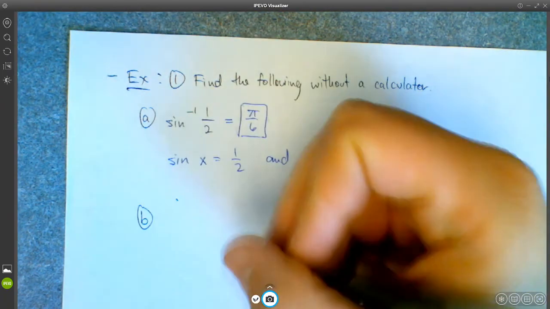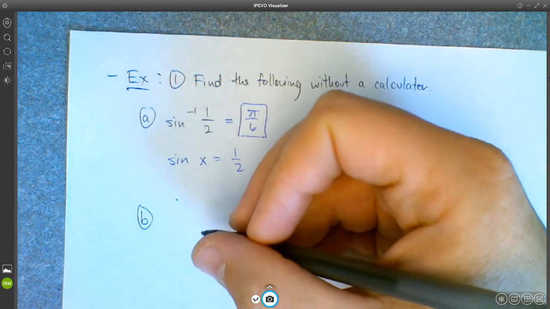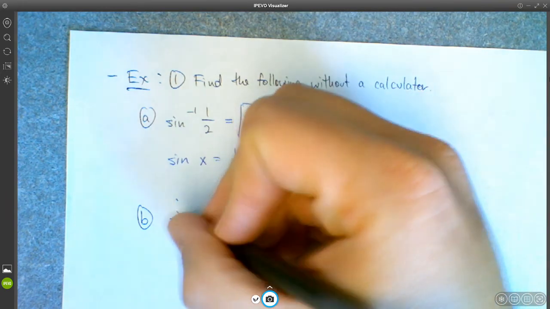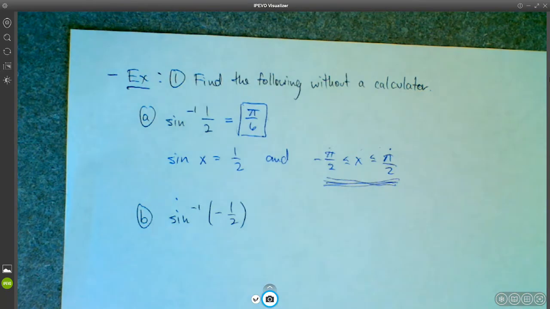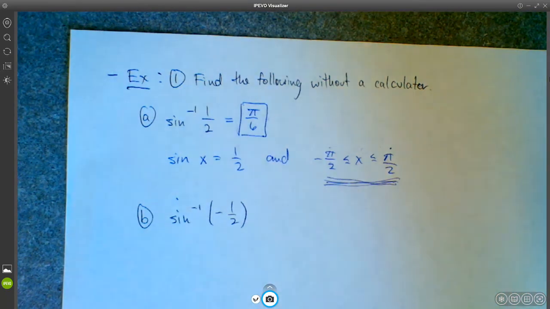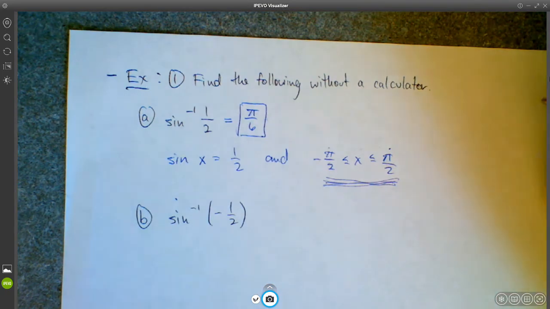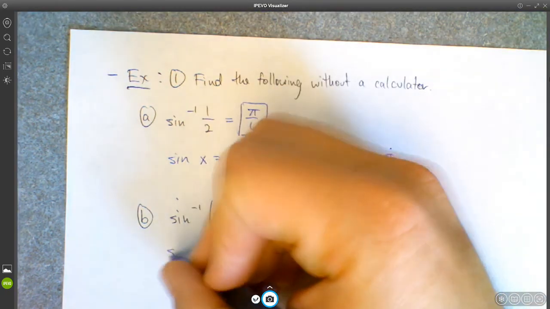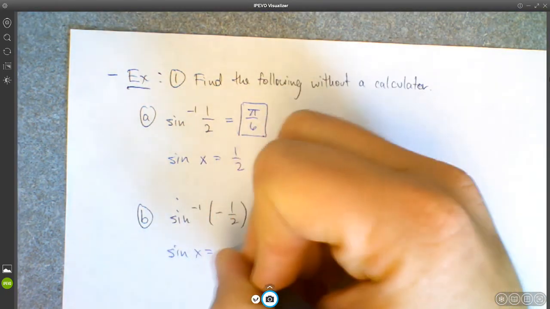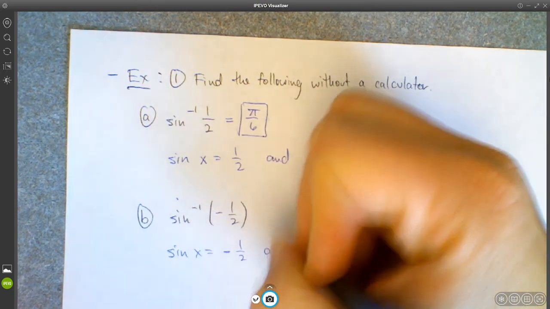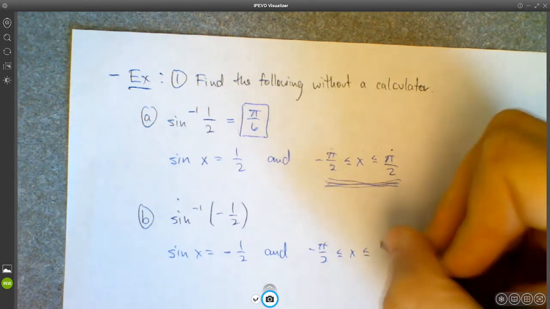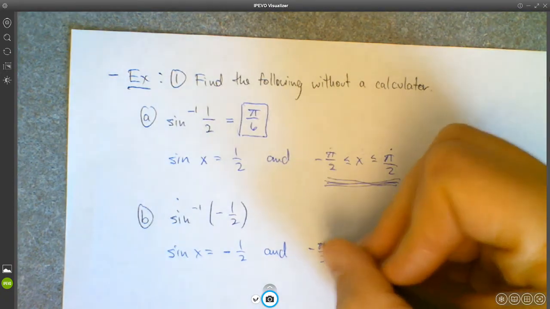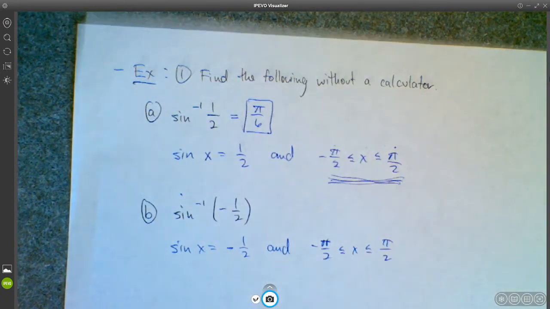Let's do another one. Let's do sine inverse of negative 1/2. This is maybe a little bit boring considering that we just did sine inverse of 1/2, but let's think through it. Sine inverse of negative 1/2 would mean that sine x has to be negative 1/2, and that x has to be between negative pi over 2 and pi over 2. What value is going to do the trick there?